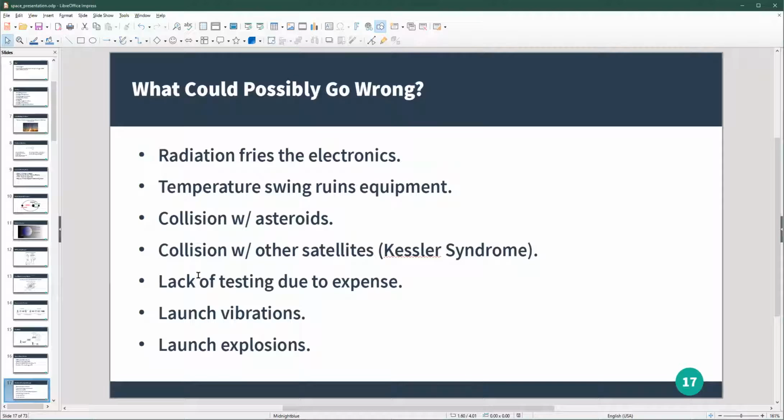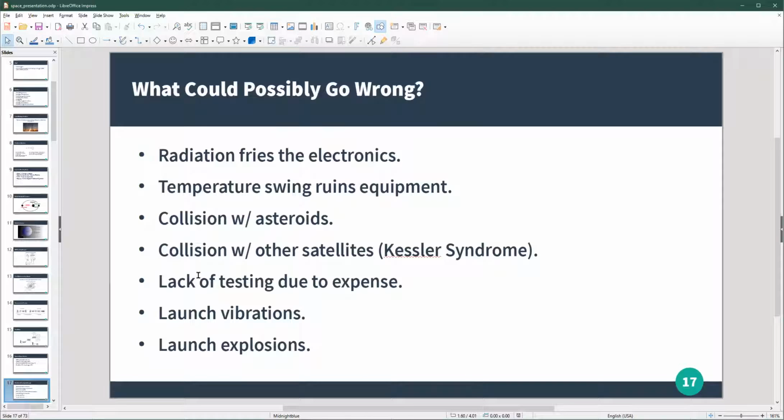You have a lot of radiation that can fry the electronics. You have temperature swings, right? So it can go from like negative 200 degrees Celsius up to 400 degrees Celsius. You have collisions with asteroids and mini asteroids. You have collisions with other satellites, which can cause something called Kessler syndrome, which is where there's so much space junk that we can no longer even get up into space because everything will just hit you, right? That's why space junk is a problem.